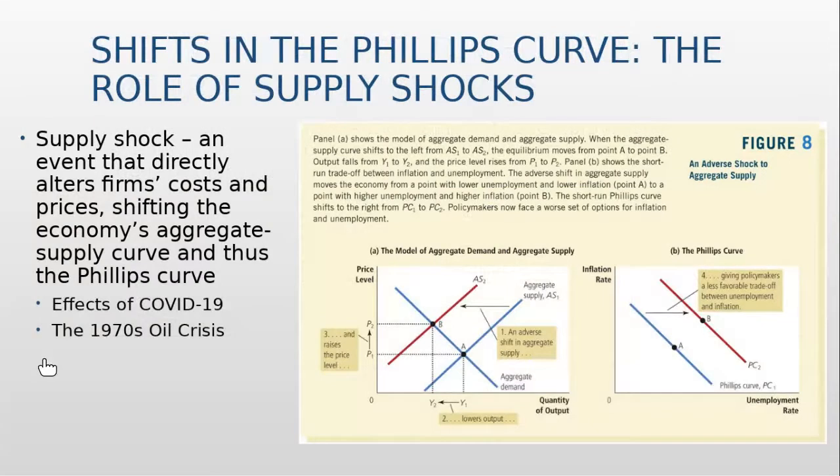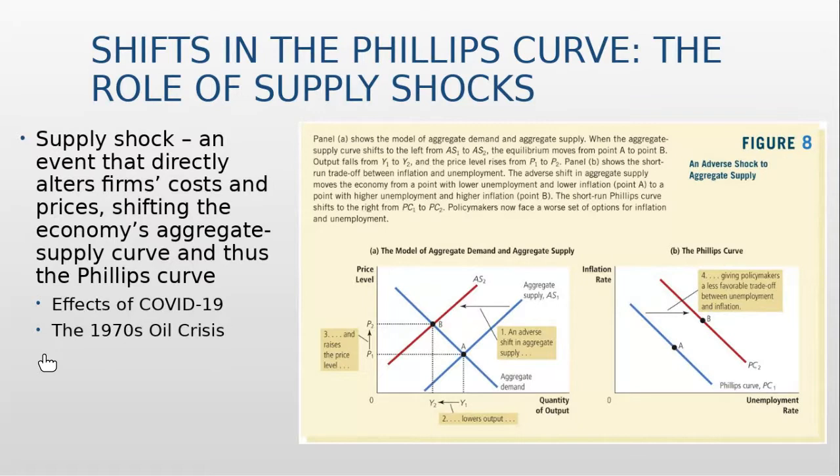Now, supply shocks play a key role in determining the effects on inflation. And just note, a supply shock is an event that directly alters firms' costs and prices, thereby shifting the economy's aggregate supply curve and thus the Phillips curve. There's two examples we can readily think of. The most recent, the effects of COVID-19, where firms had to institute a ton of restrictions on labor and employees, while at the same time instituting even stricter cleaning policies.